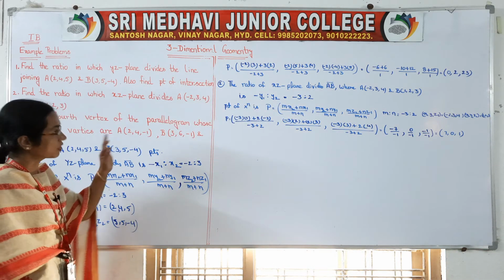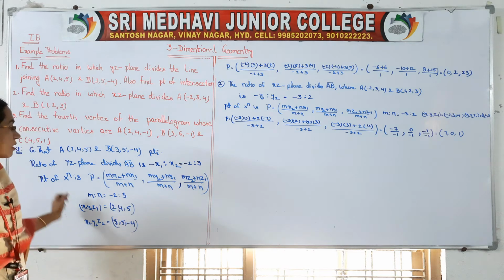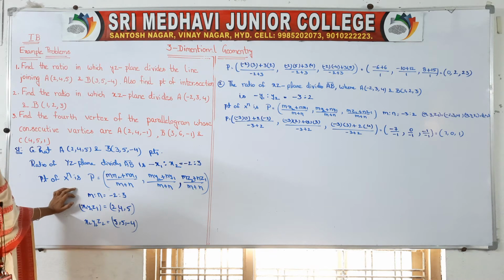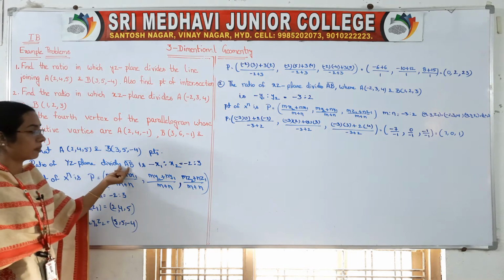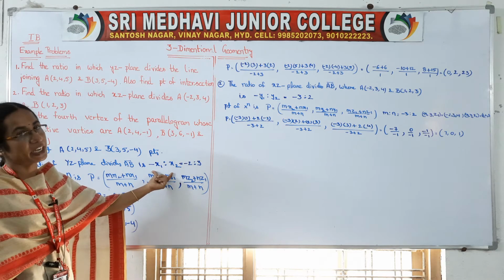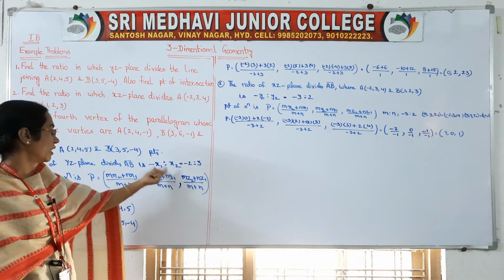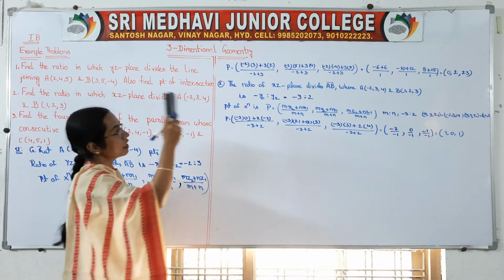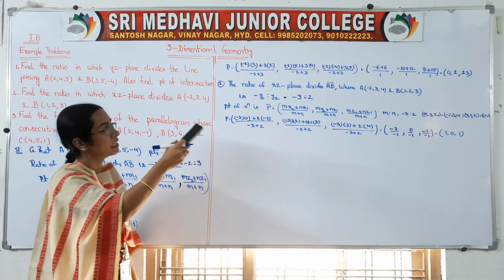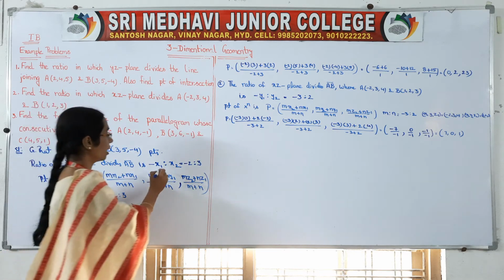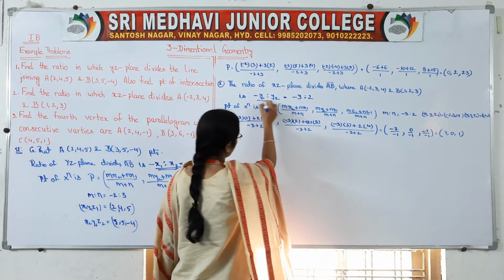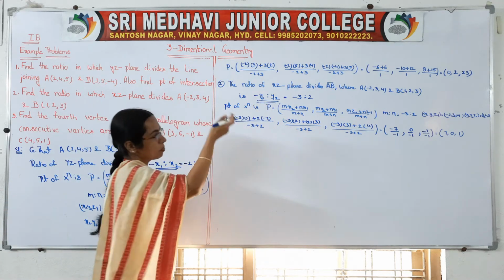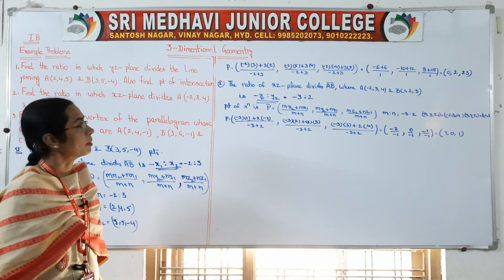These two are of the same type, but the difference is that they are repeated questions in IP. That's why I solved this one as well as that one. Here the difference is the YZ plane divides AB, so the formula is this one. Here the XZ plane divides AB, that is the formula. If YZ plane, this is the formula. If XZ plane, this is the formula. But for the point of intersection, it is the same formula.